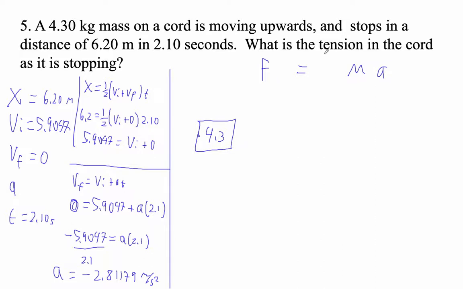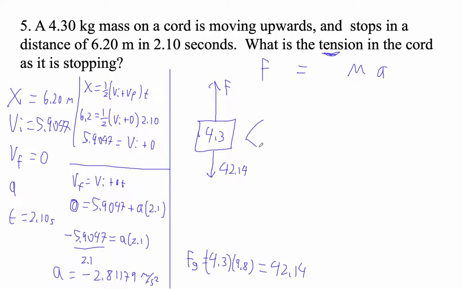They're asking us for the tension as it stops. So I'm going to just put an F there. That's my variable. It's 4.3 kilograms, so we can figure out how much it weighs. The force of gravity is 4.3 times 9.8, which is 42.14. So the downward force is 42.14.